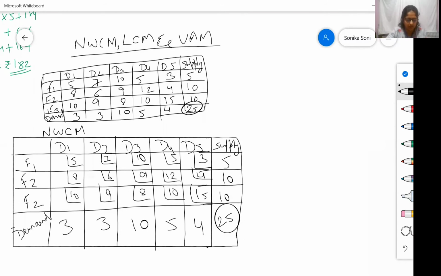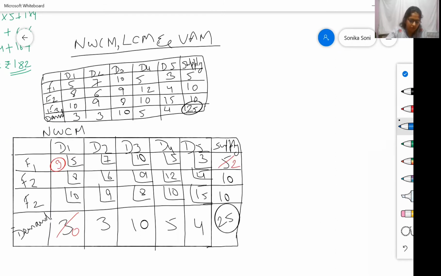So which is the north corner side we have? It is F1D1, which means we have to start allocating F1D1 cost. So how much can we allocate here? We can only allocate 3 here because supply we have 5 and demand we have only 3. So we allocated 3 here. So the demand becomes 0 and supply becomes 2.